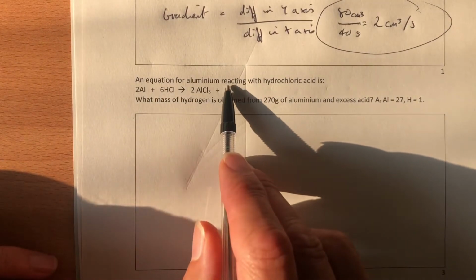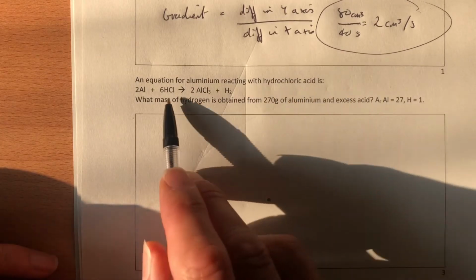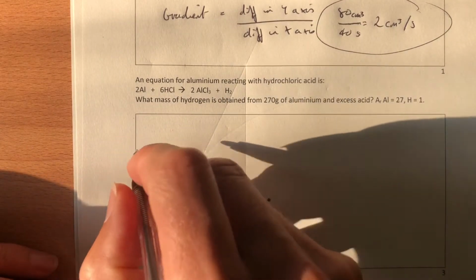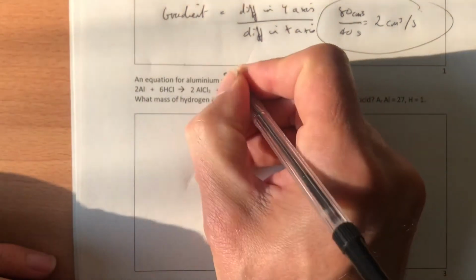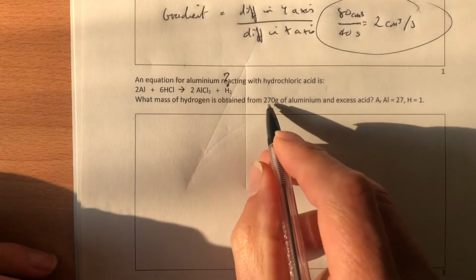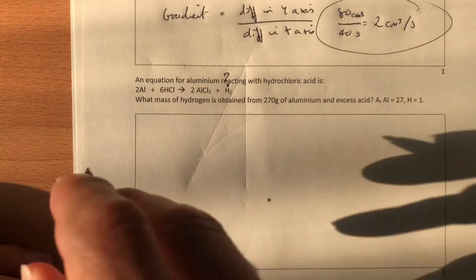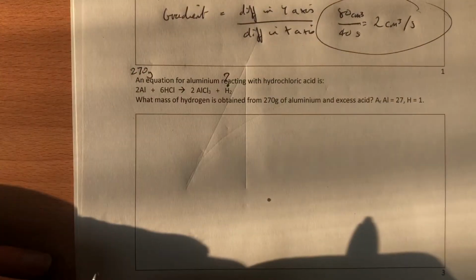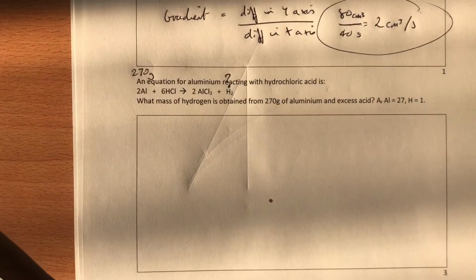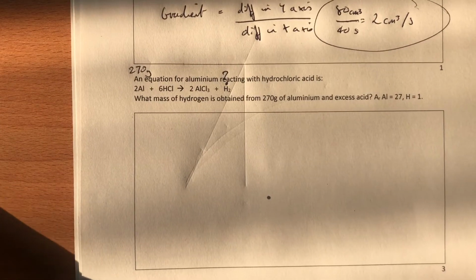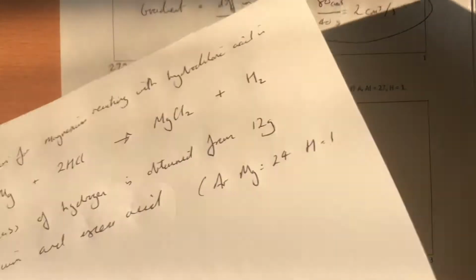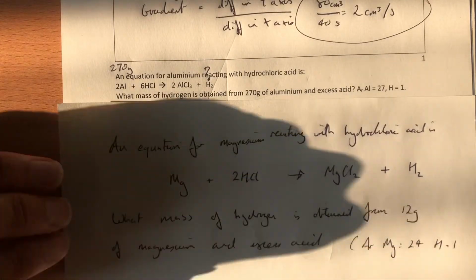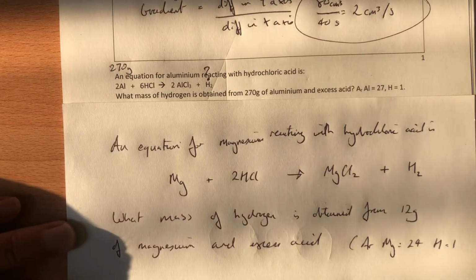An equation for aluminium reacting with hydrochloric acid is here. What mass of hydrogen, so we need to put a question mark straight away on the hydrogen, is obtained from 270 grams of aluminium? So I'm not going to do that question for you, but I have written out another one just here that is exactly the same method, but with different numbers and a different equation.